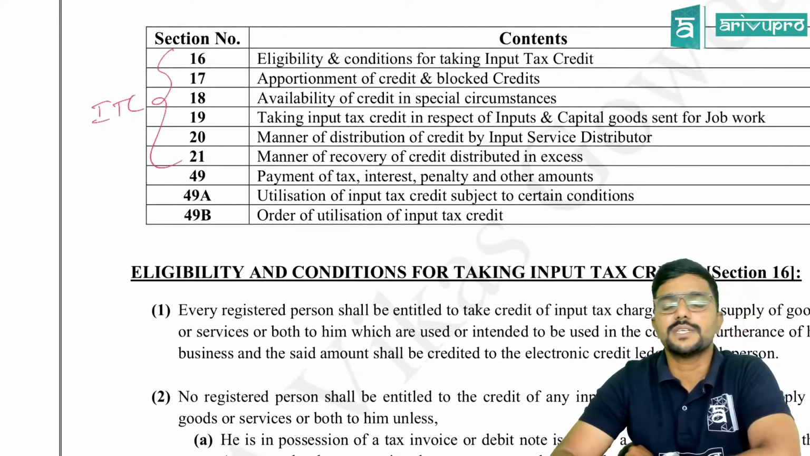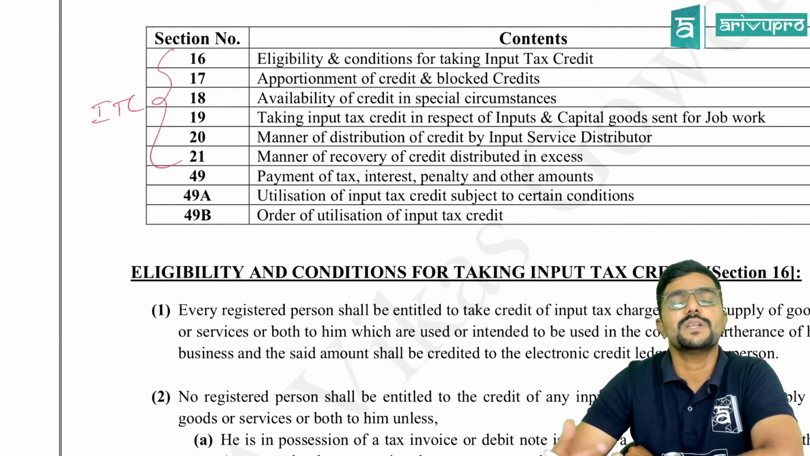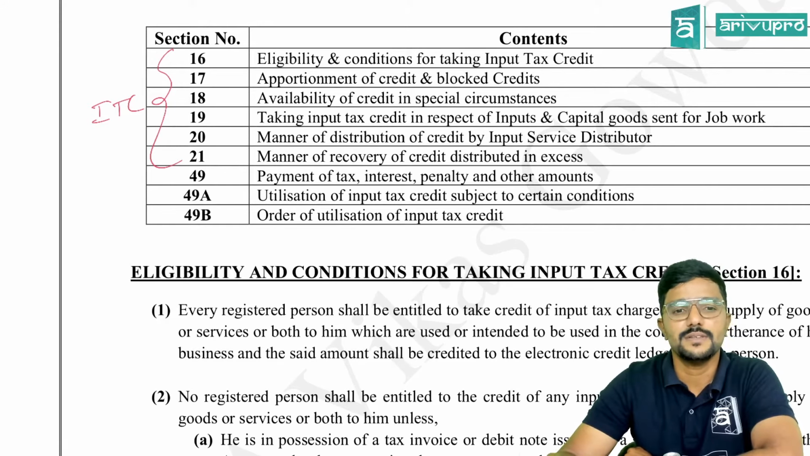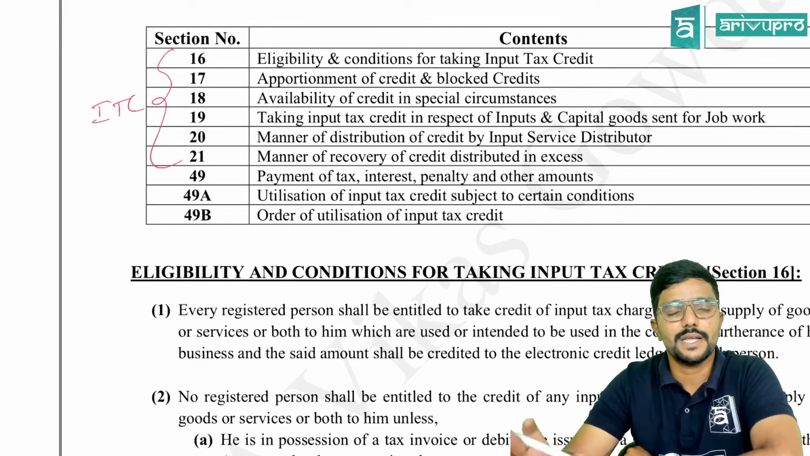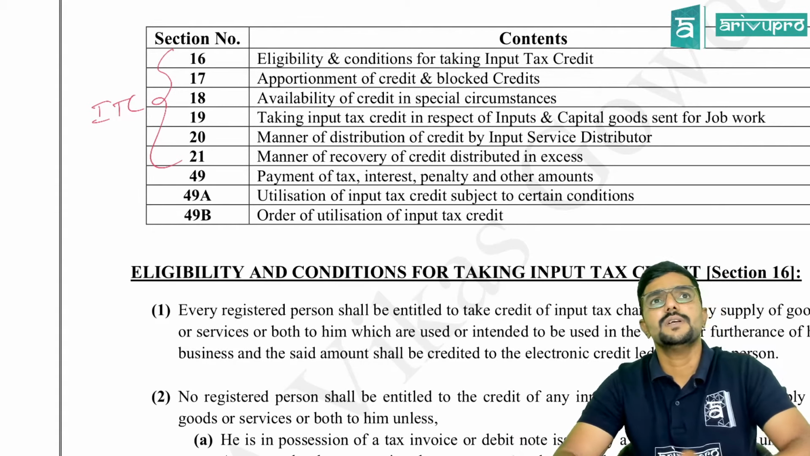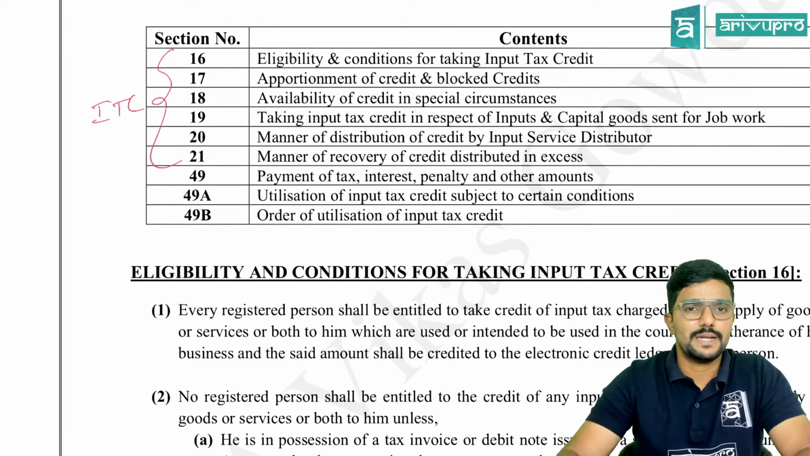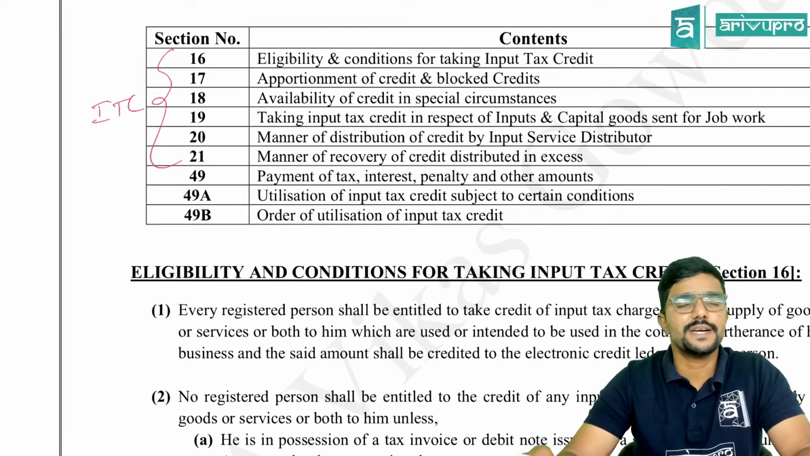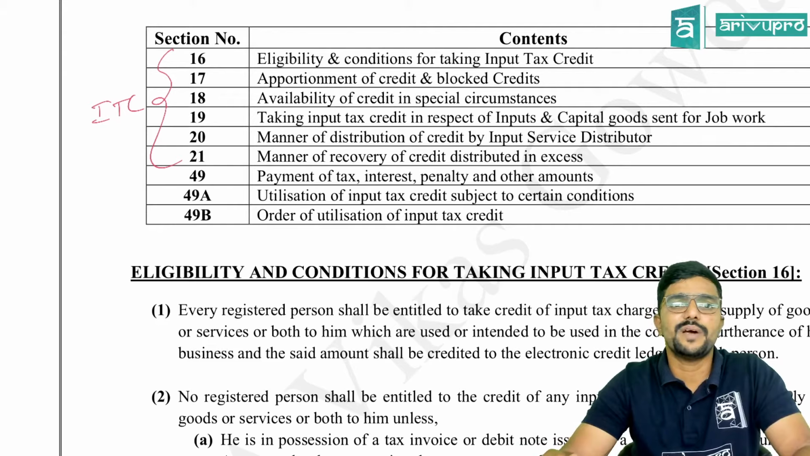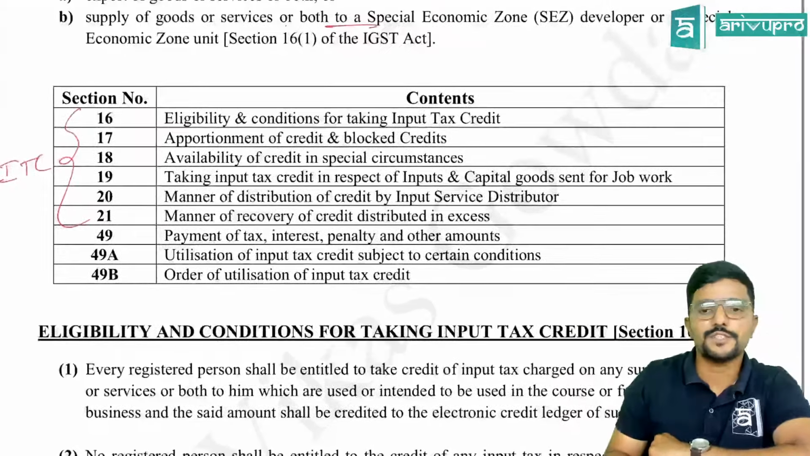Then we will be covering sections like payment, section 49, 49A and 49B, which talk about how to utilize the credit, how to pay tax, when to pay and all. It is covered in section 49. We will be covering this at the end of this chapter. And some more sections are also connected to this, for example, section 143, which talks about job work. Here and there, input tax credit portions are connected to other portions, so we might be covering those parts here too. Clear? And our today's agenda is to cover the first two sections, guys.